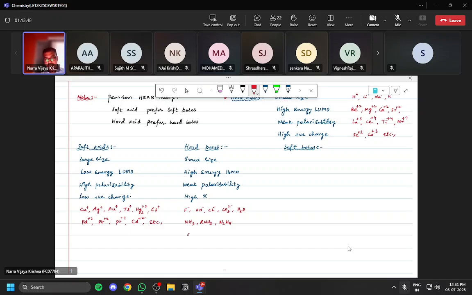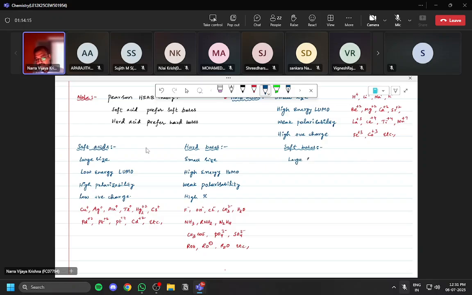Then CH3COO minus acetate ion, phosphate PO4 3 minus, SO4 2 minus, alcohols, alkoxides, ethers, etc. Soft bases are exactly the reverse.